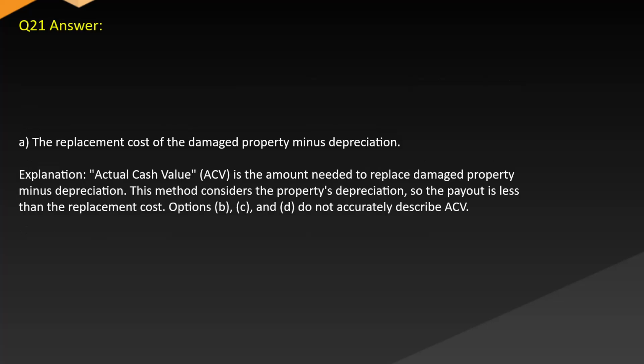Answer A. The replacement cost of the damaged property minus depreciation. Explanation: actual cash value received is the amount needed to replace damaged property minus depreciation. This method considers the property's depreciation, so the payout is less than the replacement cost. Options B, C, and D do not accurately describe ACV.